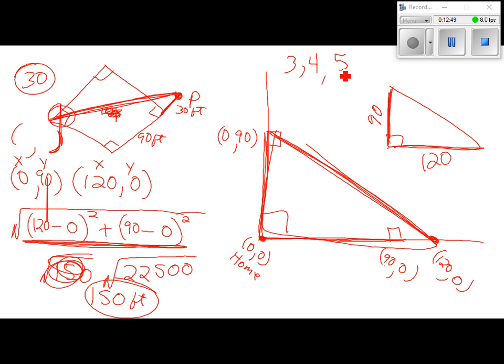All right? How many times will 3 go into 90? 30 times, right? How many times will 4 go into 120? 30 times. Guess what you do with 5 to figure out the length of this side? 5 times them, and what do you come up with? 150. So we could have found that length that way instead of doing it using distance formula.